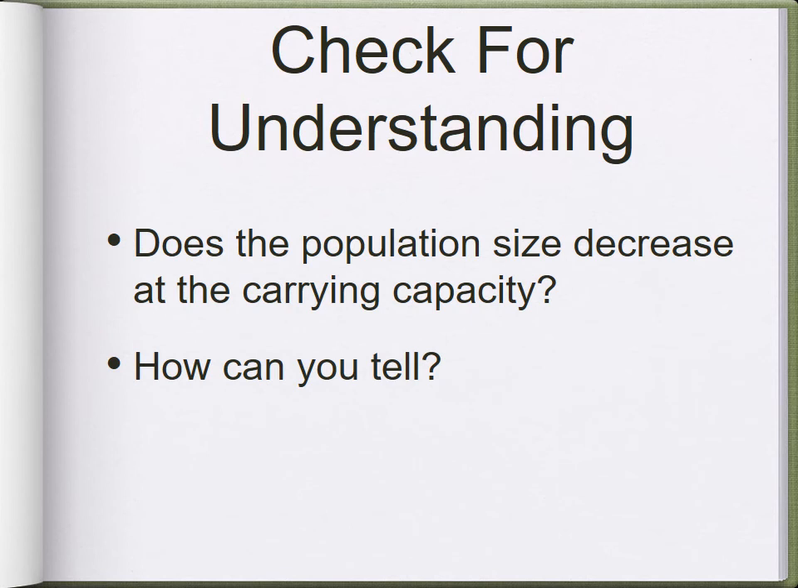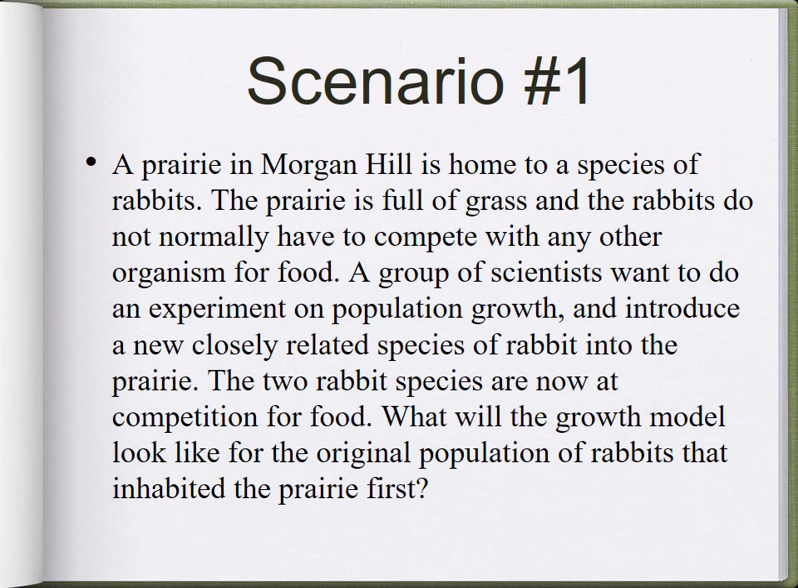Does the population size decrease at the carrying capacity? And how can you tell? Here's an example, scenario number one. A prairie in Morgan Hill is home to a species of rabbits. The prairie has a lot of grass, and the rabbits don't normally have to compete with any other organisms for food. But a group of scientists want to do an experiment on population growth, and they introduce a new closely related species of rabbit into the prairie. The two rabbit species are now competing for food. What will the growth model look like for the original population of rabbits that inhabited the prairie first?